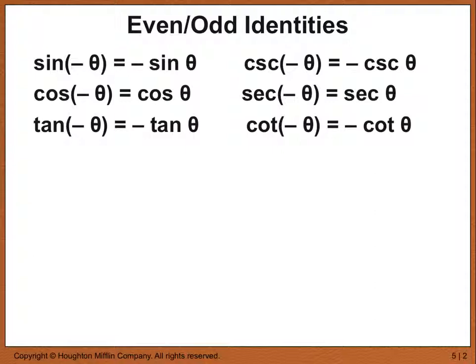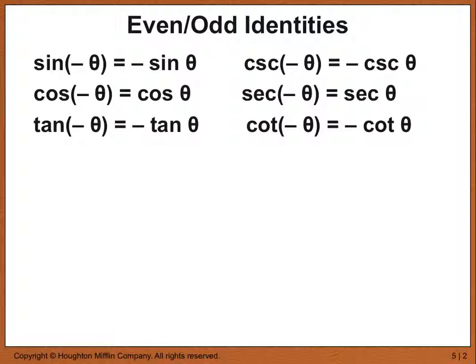So sine negative theta equals negative sine theta. Cosecant negative theta equals negative cosecant theta. Cosine negative theta equals cosine theta, secant negative theta equals secant theta, tangent negative theta equals negative tangent theta, and cotangent negative theta equals negative cotangent theta.